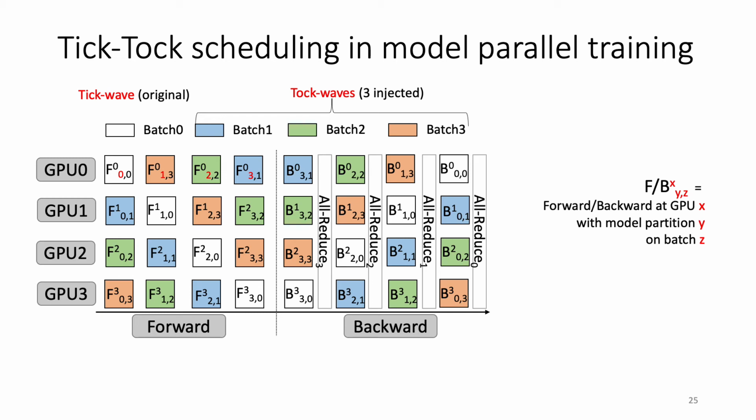And different from pipeline parallelism, where each GPU always holds the same model partition during the whole training session, here on each GPU we actually swap the model partition in a round-robin fashion. For example, here on GPU 0, denoted as the red figure here, on the first time slot it works on model partition 0, and on the second time slot it works on model partition 1, and then 2, and then 3, so on and so forth.